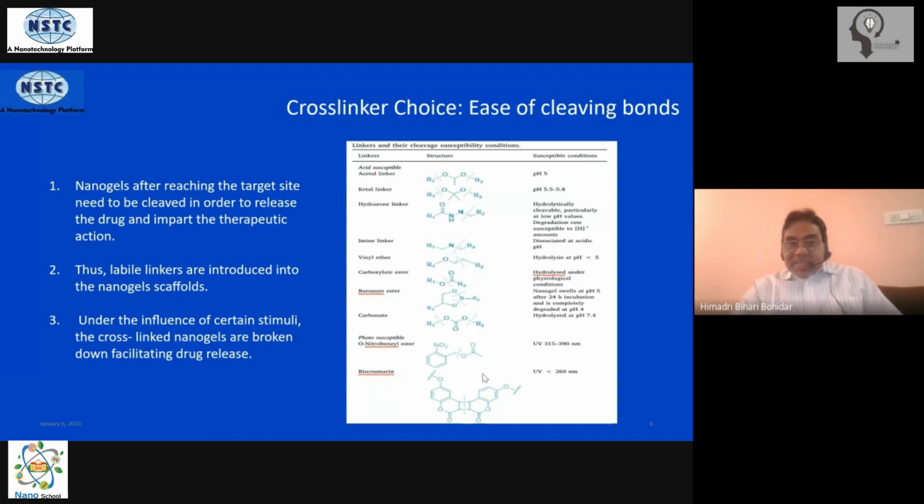So this is basically a summary on this slide of the type of cross-linker we have used and the type of stimuli we need to give to the system for the drug to be released at the site. This all goes in the background information.